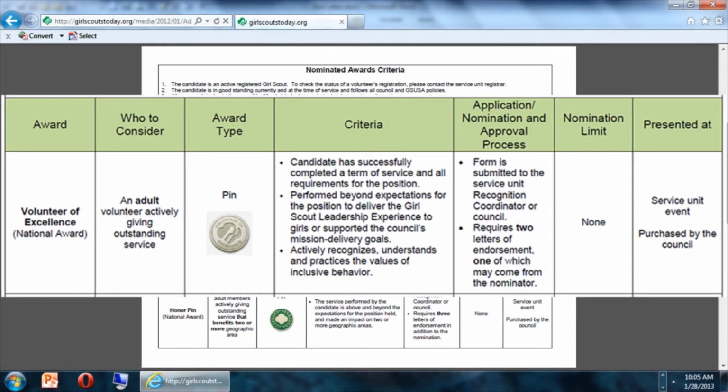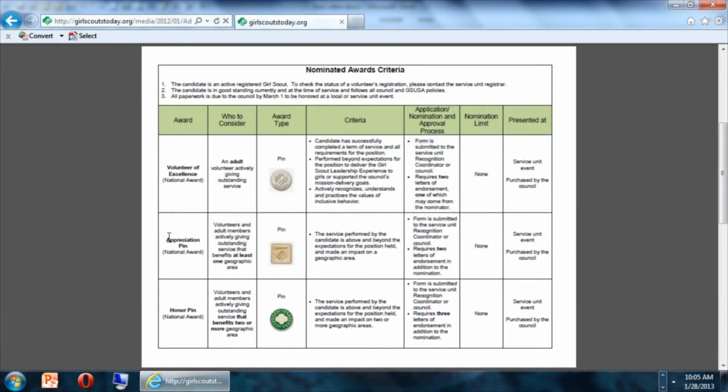So that could be leaders, co-leaders, assistant leaders, troop helpers, or troop committee members. It requires 2 letters of endorsement, one that is the nomination description. Letters of endorsement support or endorse what you have written. Let's continue on to the appreciation pin.